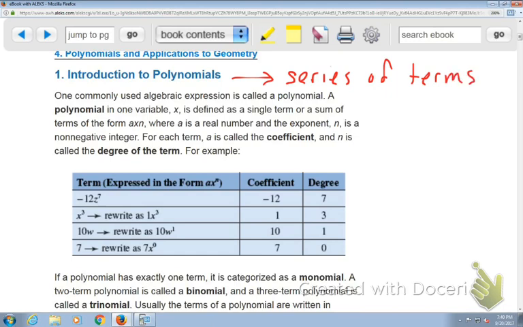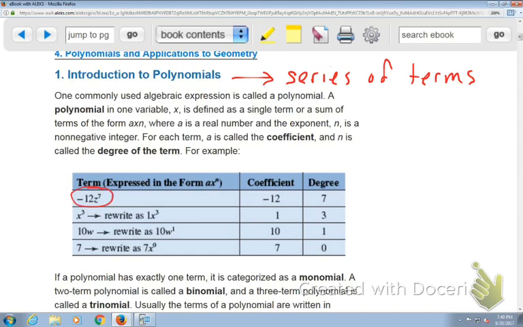A polynomial is just a series of terms. All right? Terms will consist of coefficients and variables. Right? So 3x is a term. 5 is a term. 2y is a term. Is that okay? So any series of terms, we have a polynomial.